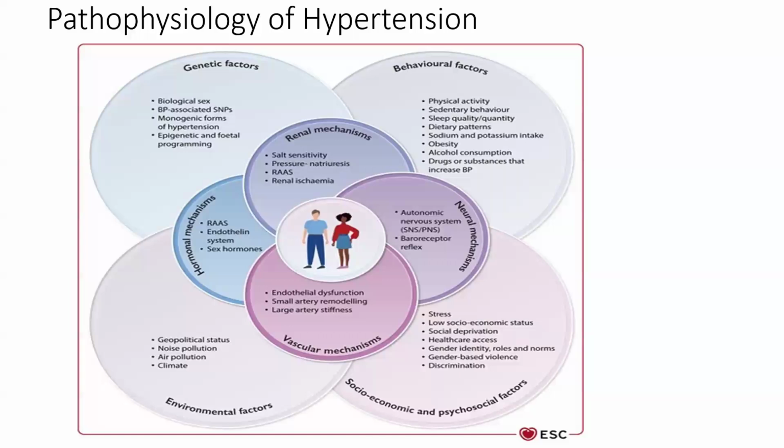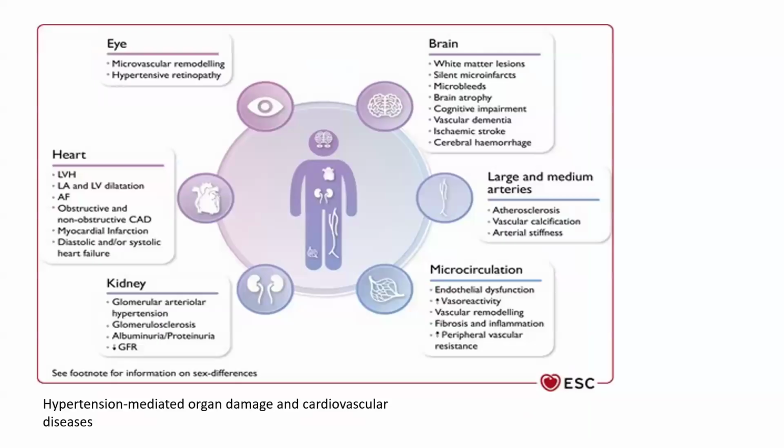So the pathophysiology of hypertension is complex. It involves a complex interaction between genetic, behavioral, environmental, socioeconomic, and psychological factors, as well as renal, hormonal, vascular, and neural mechanisms. Hypertension ends up in hypertension-mediated organ damage, and if untreated, patients will develop cardiovascular disease. Hypertension-mediated organ damage is an asymptomatic stage of complication of hypertension.